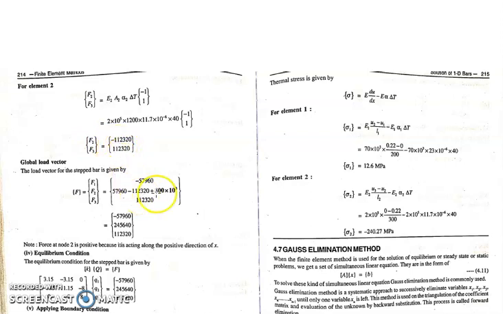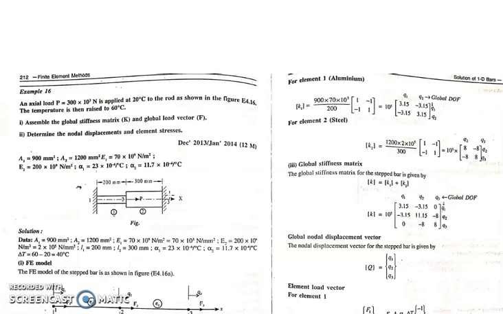In addition to these two, a 300 kilonewton force is also applied. You can see the figure here. See, at node 2, that means force F2, this is what P. P is nothing but 300 kilonewton. That also you need to apply here. So just add all this. Then at the last node, F3, we have only one term, that is 112,320. That's it. Then you will get the resultant force matrix.